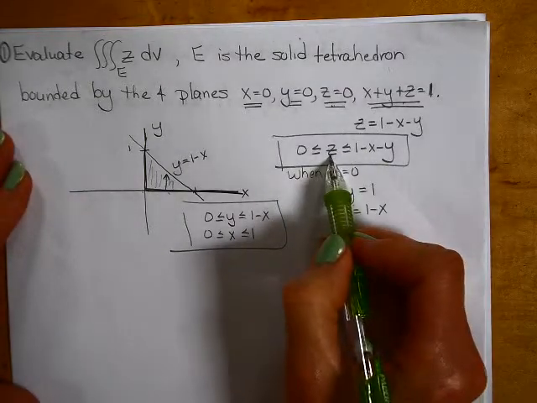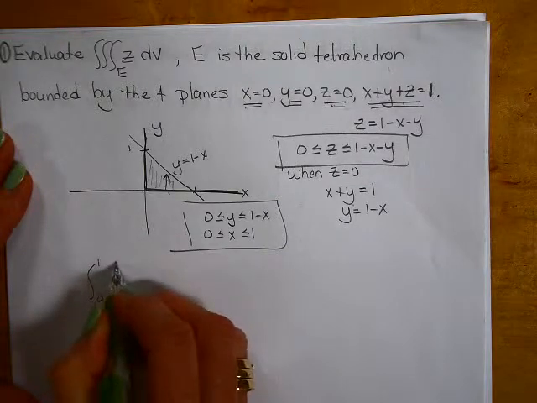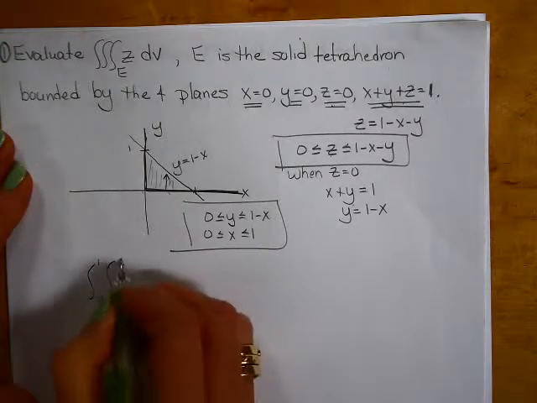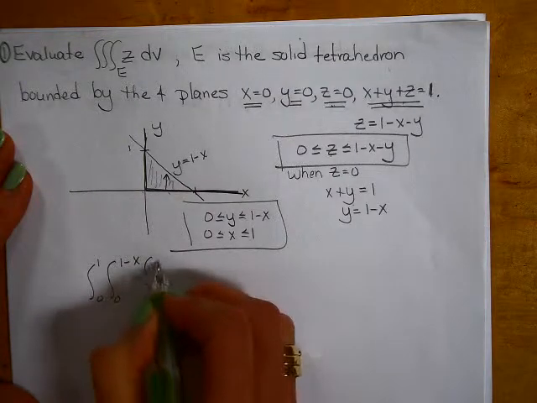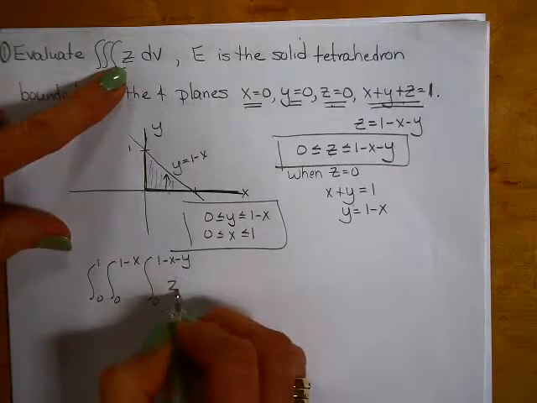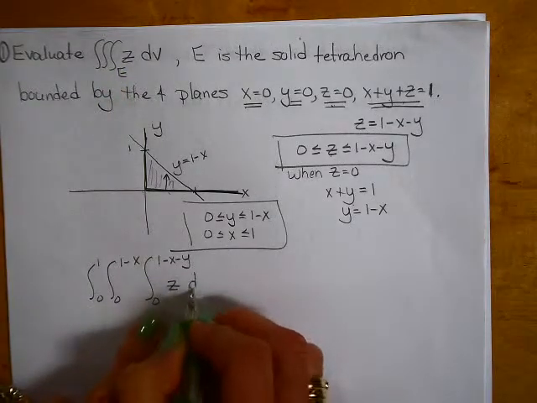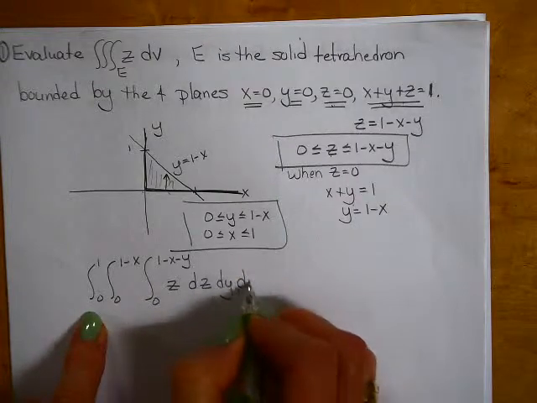And the z needs to be on the inside. So I do 0, 1 on the outside, 0, 1 minus x next, and then 0, 1 minus x minus y. And I'm integrating z. This is dz, this one is dy, this one is dx.